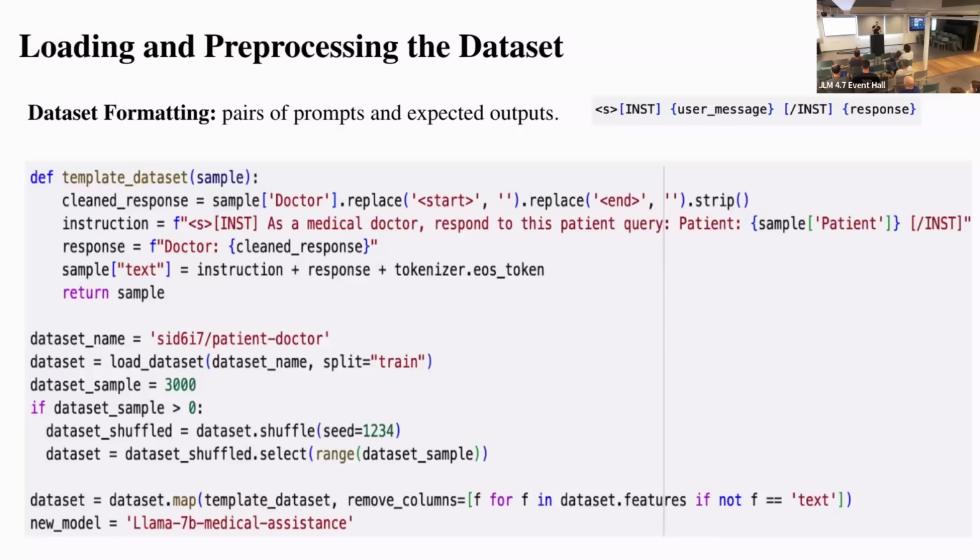And then we add a new key to the dictionary. This is the new column in the data frame, text, which will be the concatenation of the instruction and the response and the end of string token. So finally, we will have one column, text, because as you see here, there is a remove column, so we will remove the other columns. That's what we need: one column with everything related to the sample, also the instruction and also the response. And since we're fine-tuning, we create a new model. So let's give it a better name: LLaMA 7 billion medical assistance. This will be our new model.